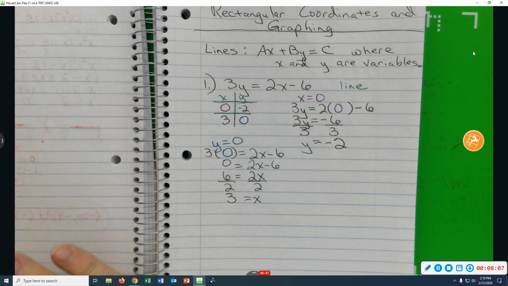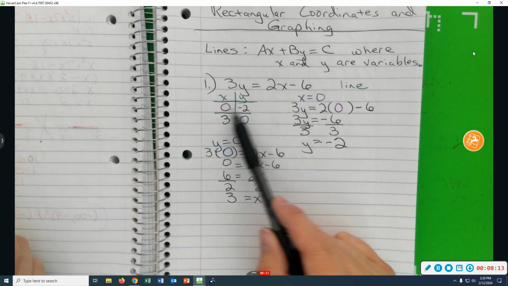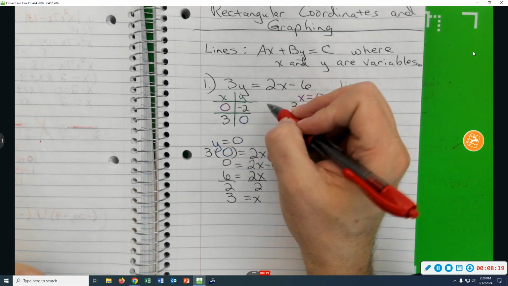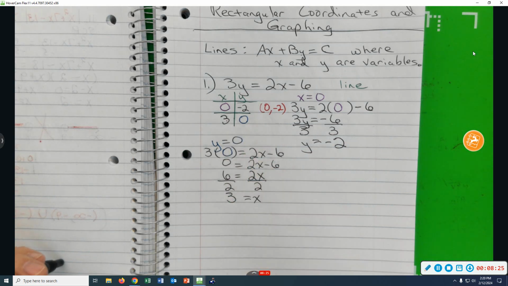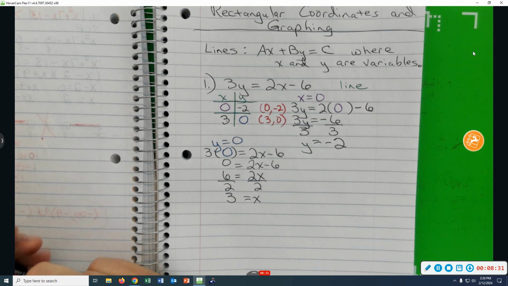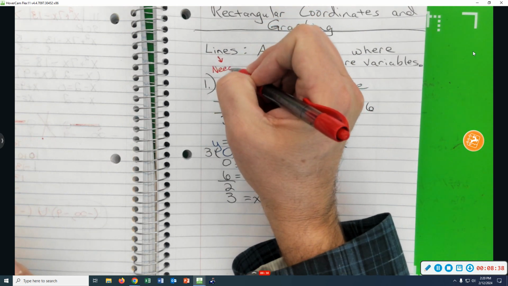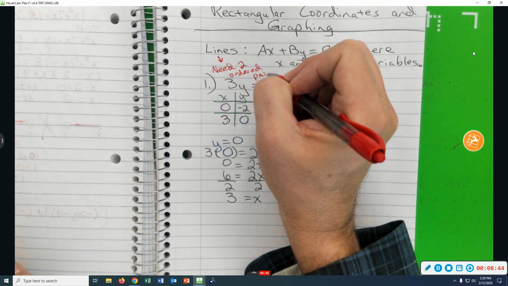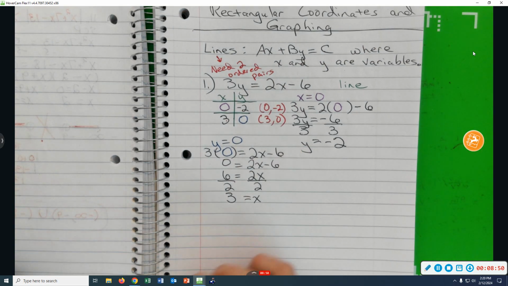So at this point, we have 2 ordered pairs. Maybe it'd be helpful to write them as ordered pairs using parentheses. I'm going to write that's 0, negative 2. That's saying the ordered pair 0, comma, negative 2. 3, 0, that's the ordered pair 3, 0. To graph a line, you need 2 ordered pairs. And that's what we have: the ordered pairs 0, negative 2, and 3, 0.